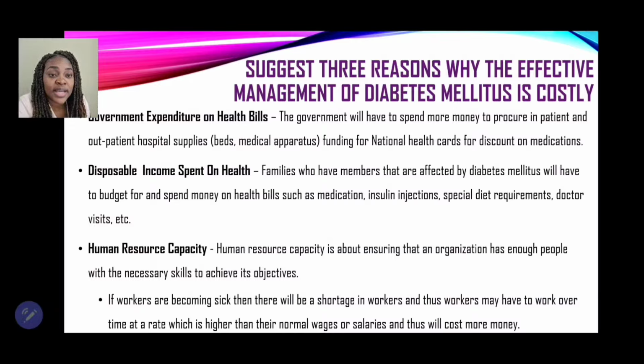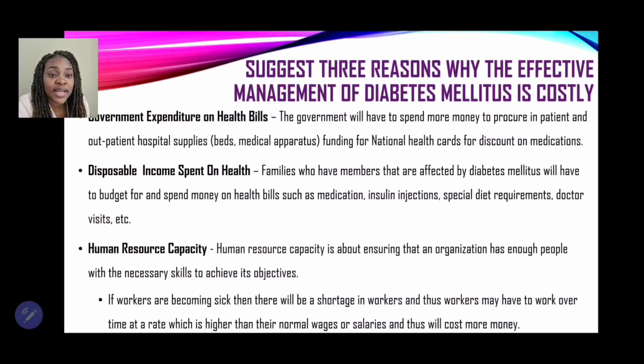All right, now the next point we're looking at is human resource capacity. Human resource capacity is about ensuring that an organization has enough people with the necessary skill set to achieve its objectives, right? So if the workers are becoming sick, say for example in the hospitals, if they too are victims or patients who may have lifestyle diseases such as diabetes mellitus, as this question asks, then there will be a shortage of workers.